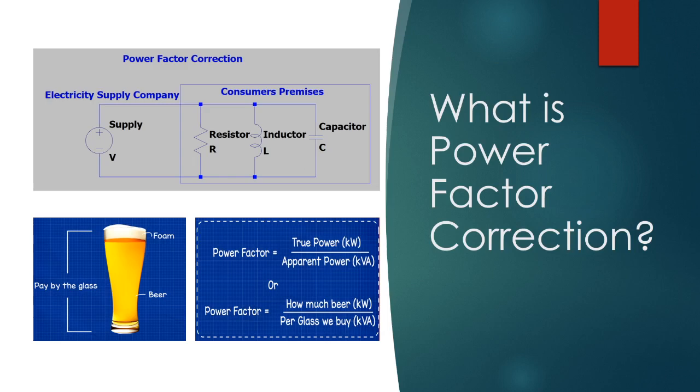The beer represents our true power, which is measured in kilowatts. This is the useful stuff we want and we need. This is basically what does the work. The foam in the beer represents our reactive power, which is measured in kilovolt amps reactive. This is the useless stuff.